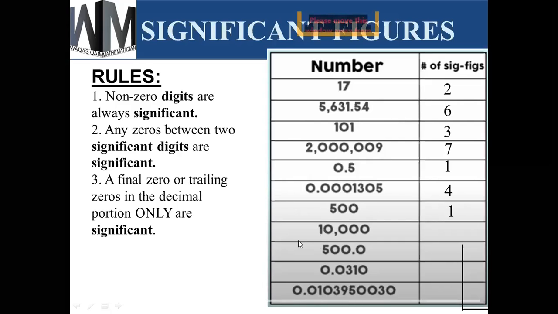Okay, now what about 10,000? How many significant figures are there? Right, everyone. So in 10,000, we have one significant figure.